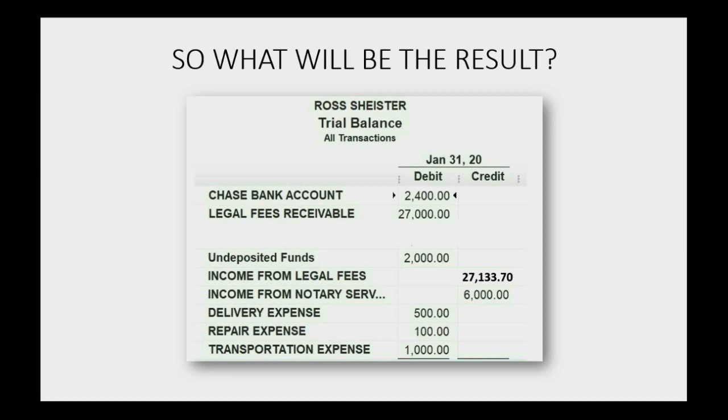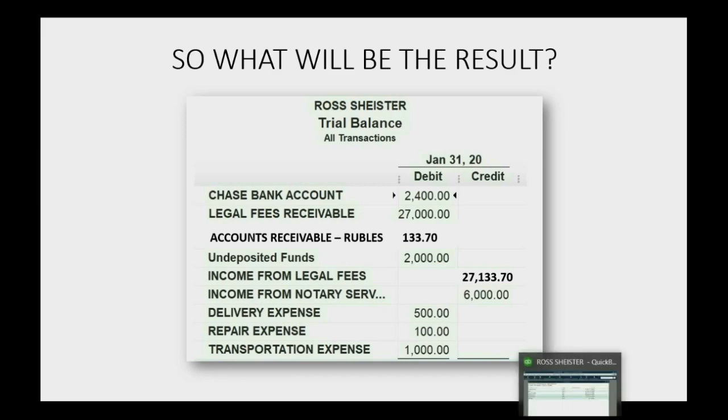$27,133.70. And of course, because this is our first transaction with rubles and we are owed a foreign currency, QuickBooks automatically creates a new account receivable account just to show how much is owed in rubles. And the dollar amount that is owed to us in rubles is $133.70. And that's what the trial balance will look like after we record this first invoice.